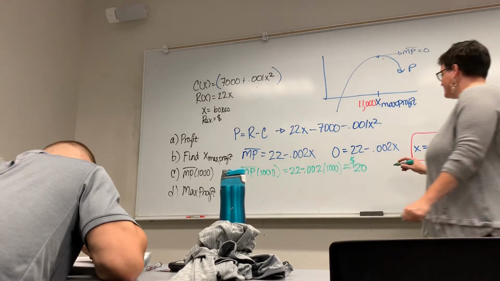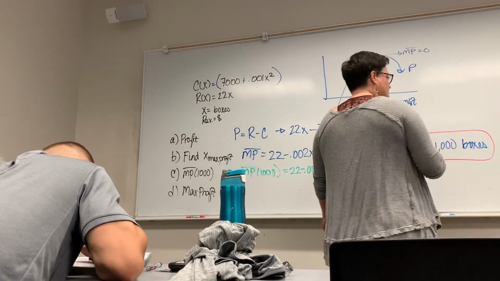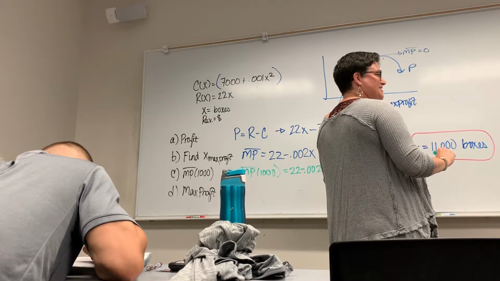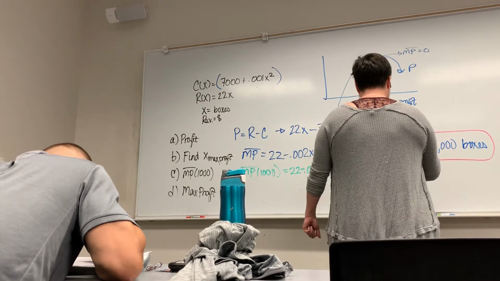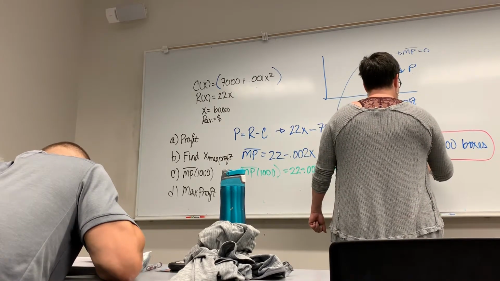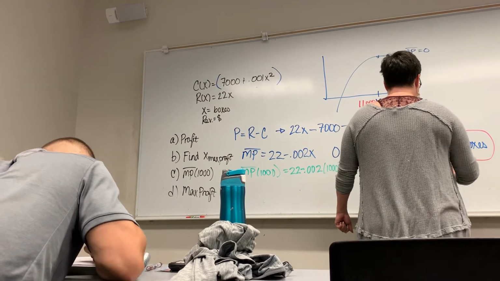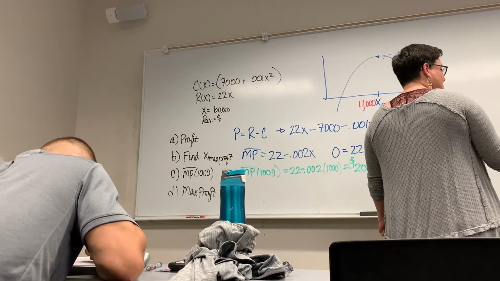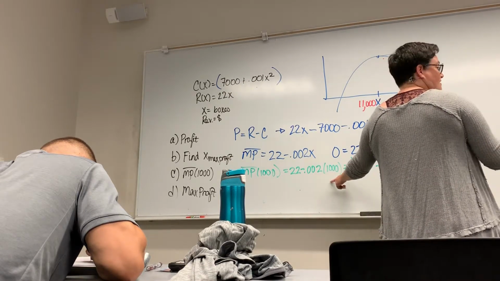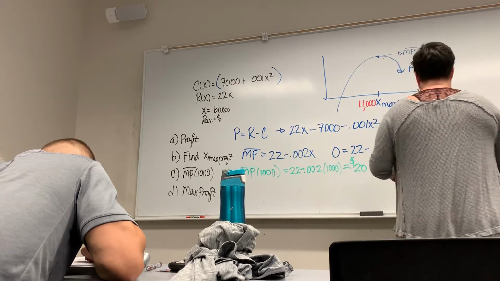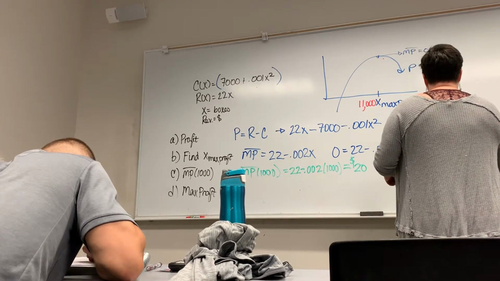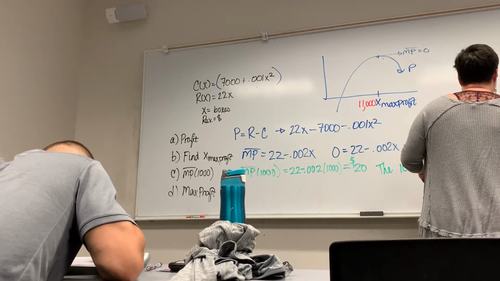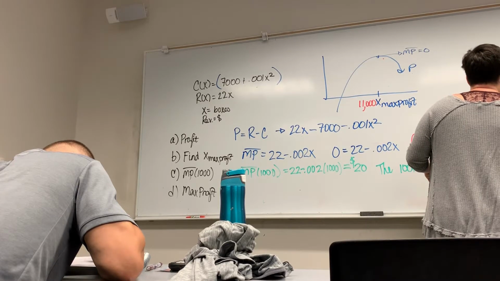From 1,000 to 1,001, there will be approximately a drop of $10. Go ahead, Christina. Each unit after 1,000 would cost $20? Not cost. Profit increase. We're working on profit, right? So this will be a profit increase of $20. So the 1,001st unit will bring profit of approximately $20. I think you nailed that.